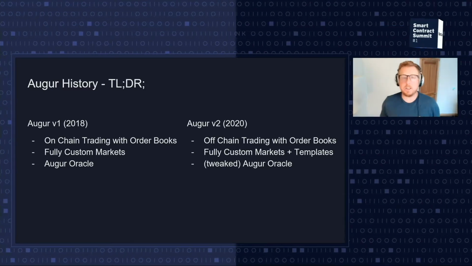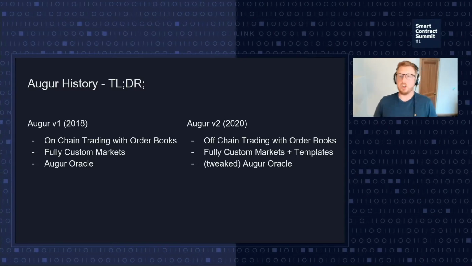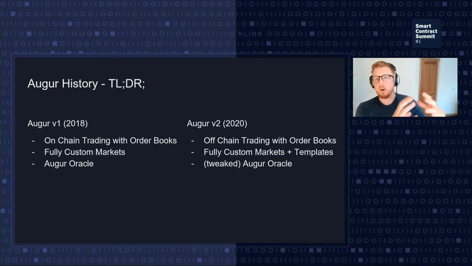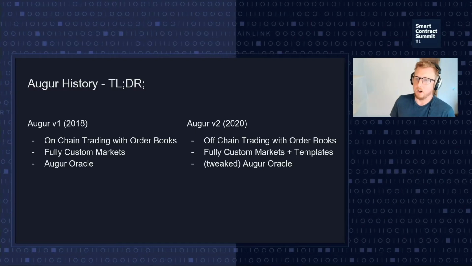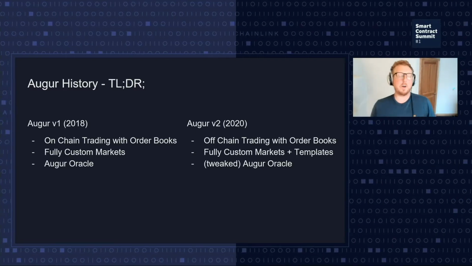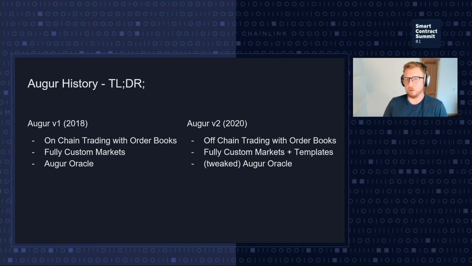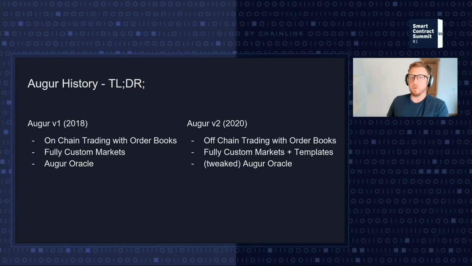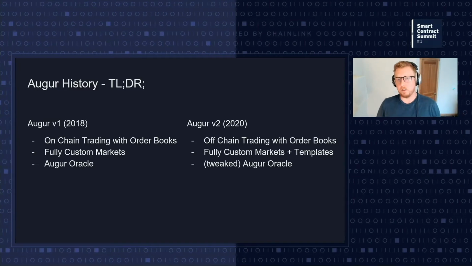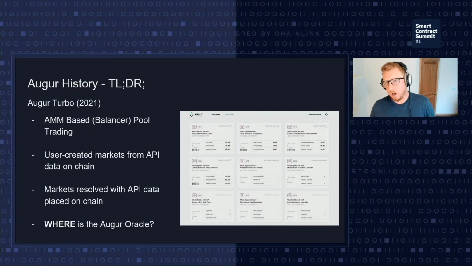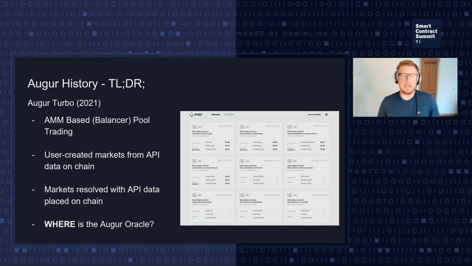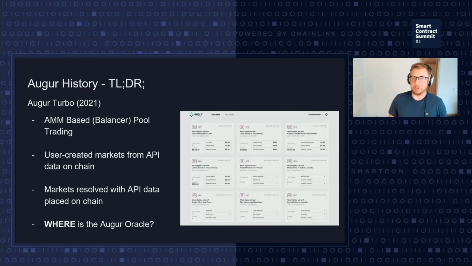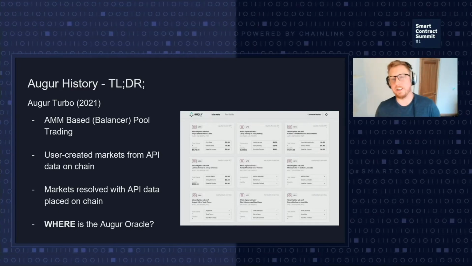And we also tweaked the Augur Oracle. There were a couple of issues that we found with the original Augur Oracle that we tweaked in Augur V2, specifically around this concept of a market being able to be invalid, meaning that based upon the rules of how that market was written, there was no proper way to resolve it. So we built both those things, and something happened in 2020, which you are all familiar with, which is DeFi.